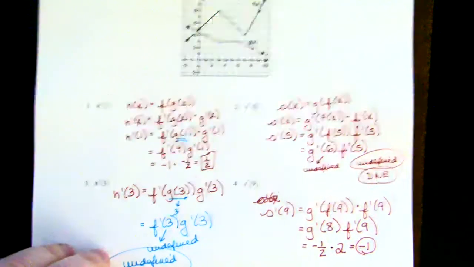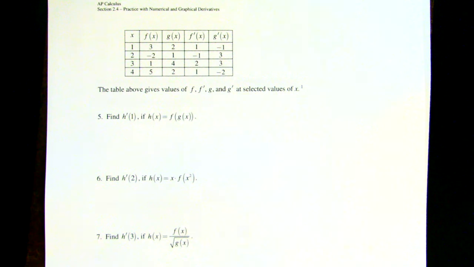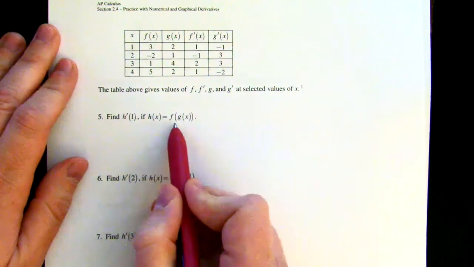The next thing I want to take a look at, some numerical derivatives. I really don't think I have to say much about number 5. I want to see if you can go handle number 5. See what you can do. Find h prime of 1 if h of x is f of g of x.